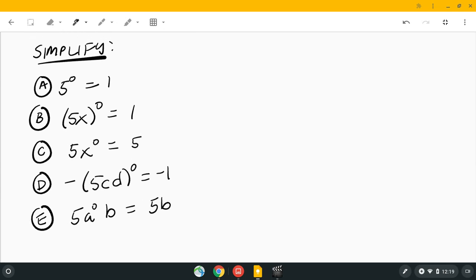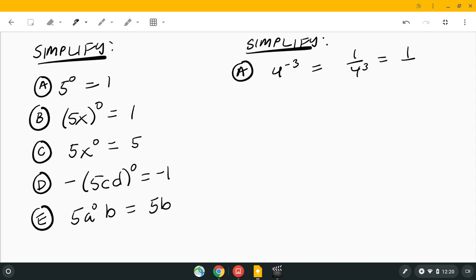Let's take a look at these with the negative. Suppose I have 4 to the negative third. So we take the reciprocal: 1 over 4 to the third. And 4 to the third, do you guys know what that is? 64.